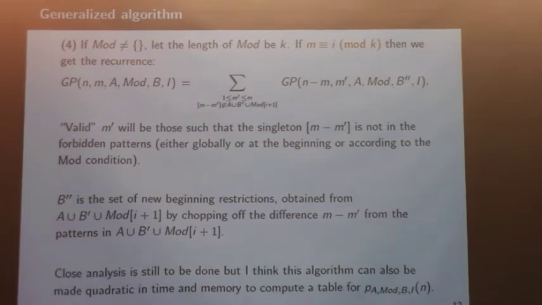So close analysis is still to be done, but I think this algorithm can also be made quadratic in time and memory to compute a table for the number of partitions of n that obey A mod B. But even the algorithm we have right now runs pretty fast, so computing 50 terms is not much longer than computing just 30 terms.